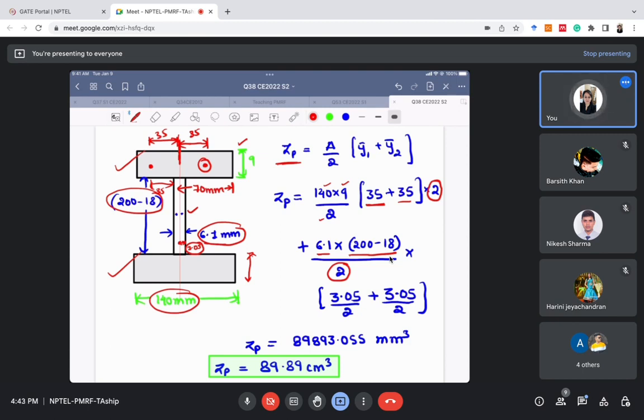So it was a little calculation-intensive question, you can say, but you need to keep in mind that you have to calculate the value of Zp for these two sections differently.